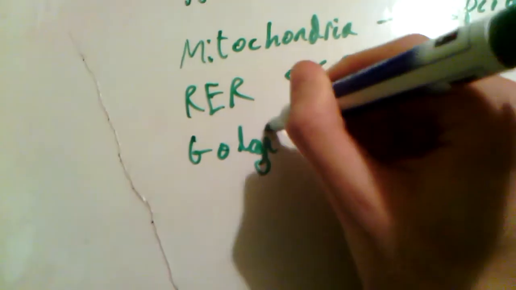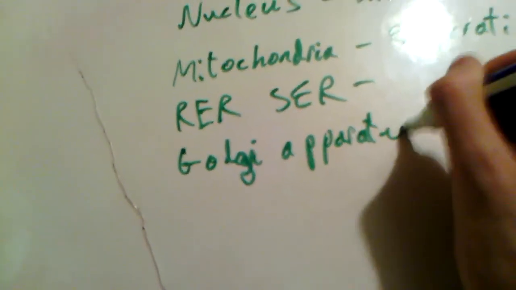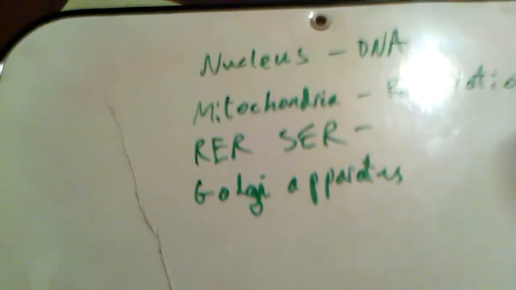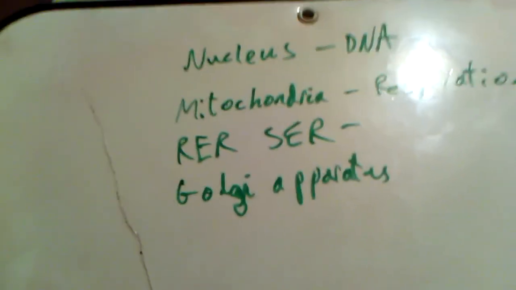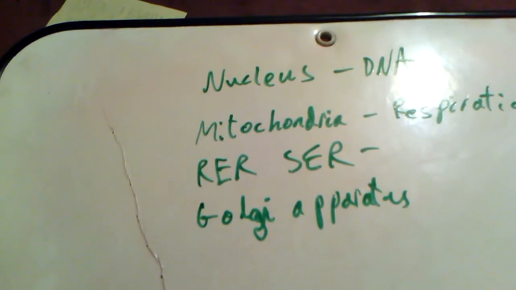You also have the Golgi apparatus. And that basically forms the lysosomes. And it adds certain bits of proteins to make glycoproteins, which can be used in the cell surface membrane, and so on and so on. And they form lysosomes by forming little vesicles. Bits break off the Golgi apparatus.